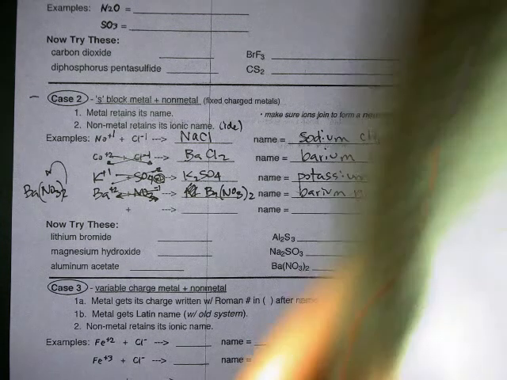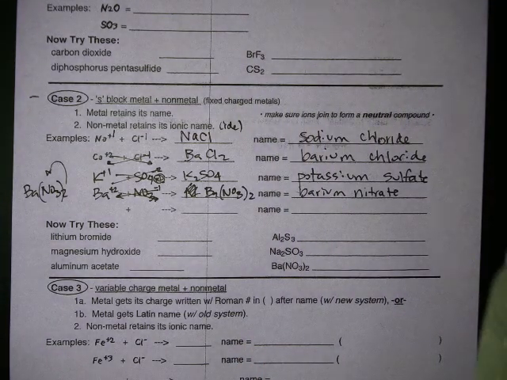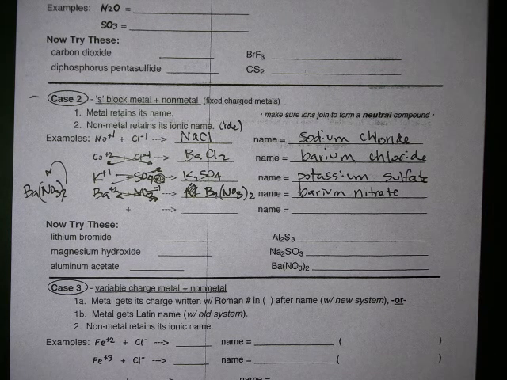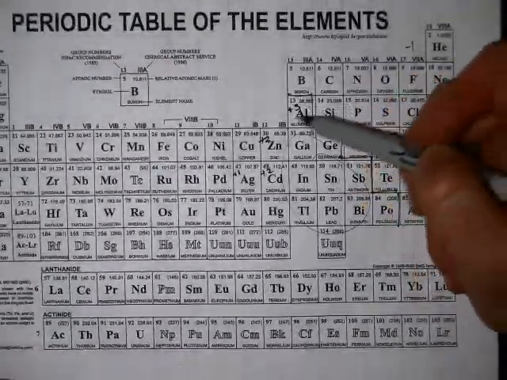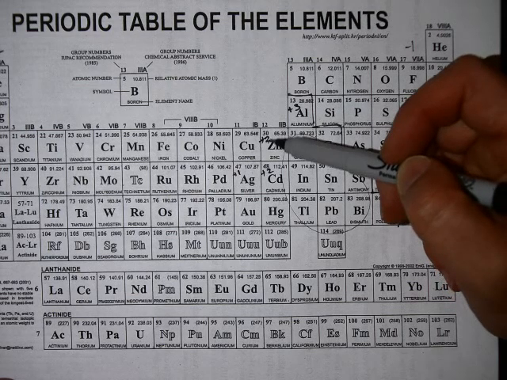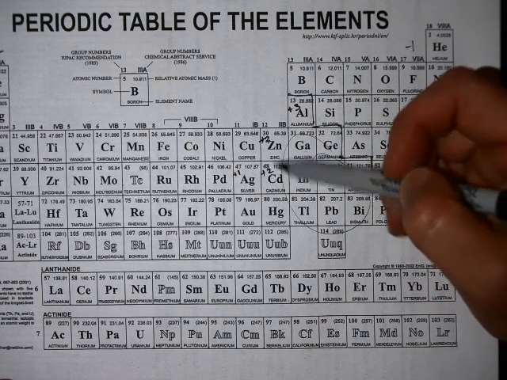Want to try one? Where are we at? What's a good one to try? How about aluminum acetate? Want to try it? Oh wait, I should tell you some secrets about aluminum though. Some of these, even though they're transition metals, they have some exceptions. They always have 1 single charge.